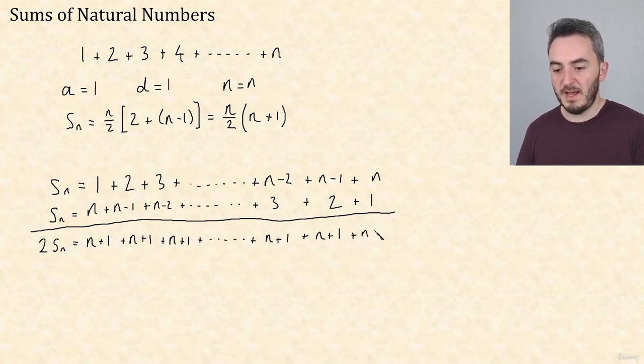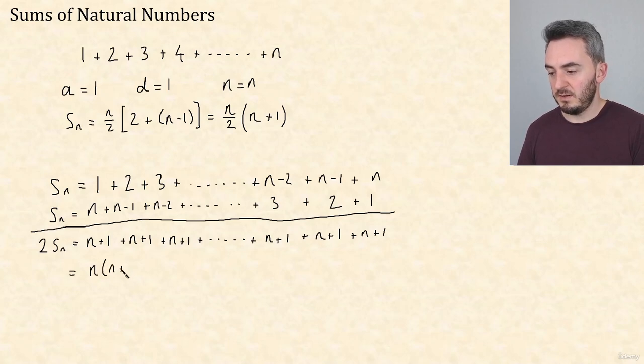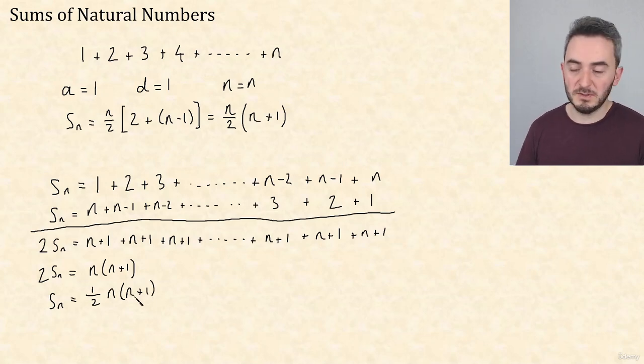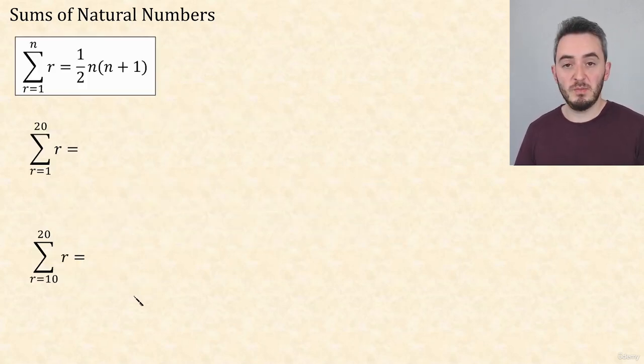So the question is, how many n plus 1s do we have? Well, n, of course, because there were n terms in the series. So that's n lots of n plus 1. But of course, that was two lots of the series. So one lot of the series is just half of this, half of n times n plus 1. And you get the same result. So that's our result, half n times n plus 1.